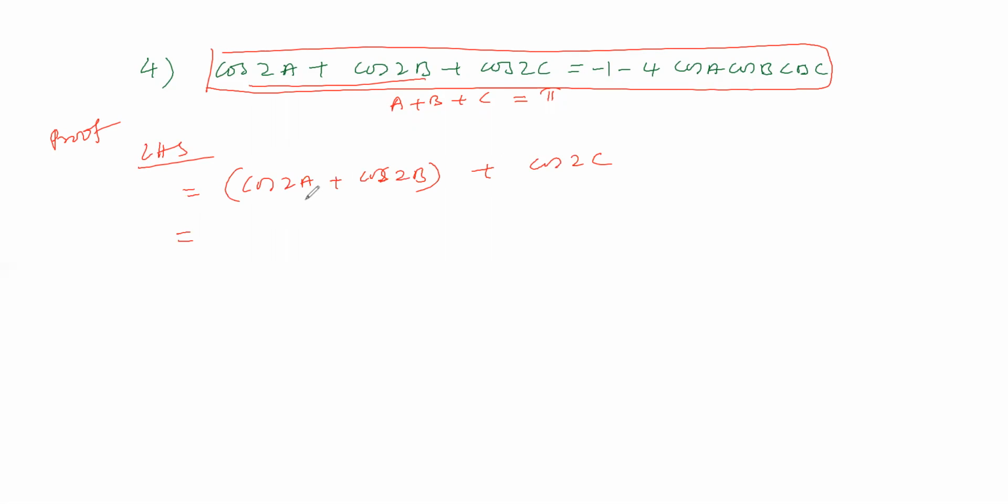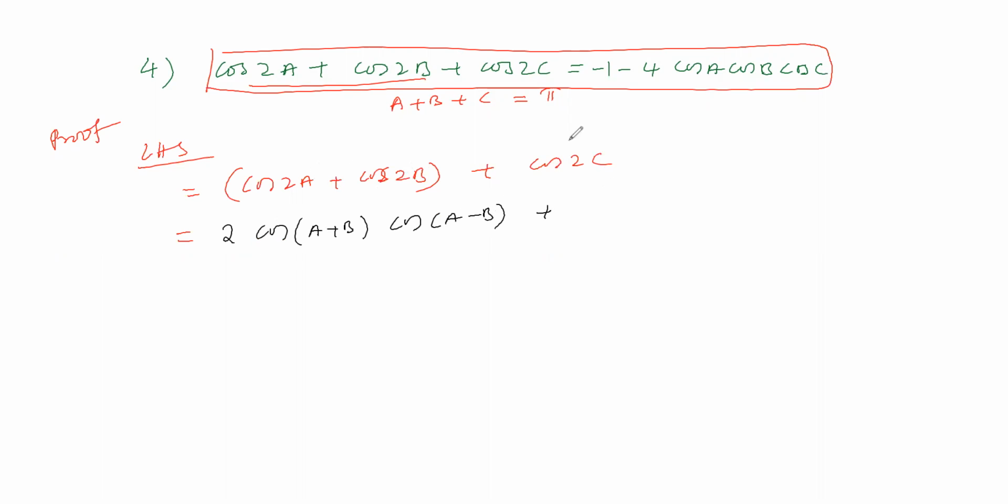Now see here, cos 2A plus cos 2B. Cos A plus cos B, what is the formula? Cos A plus cos B is 2 cos (A plus B) by 2 into cos (A minus B) by 2. So 2A plus 2B by 2 is A plus B, into cos of 2A minus 2B by 2, which is A minus B, plus this cos 2C.